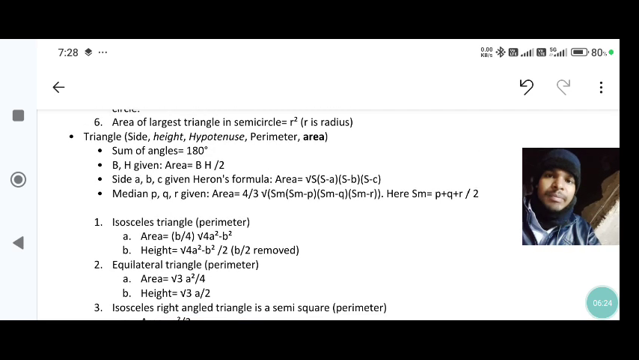And if medians P, Q, R are given, then the area will be 4 by 3 times root under SM into (SM minus P) into (SM minus Q) into (SM minus R), where SM is the semi perimeter of the medians, that is, (P plus Q plus R) divided by 2. It will be 4 by 3 times, slightly more.